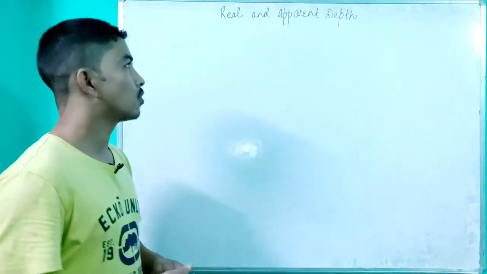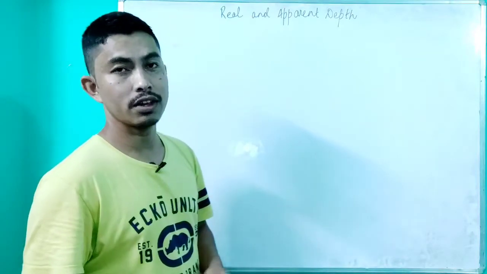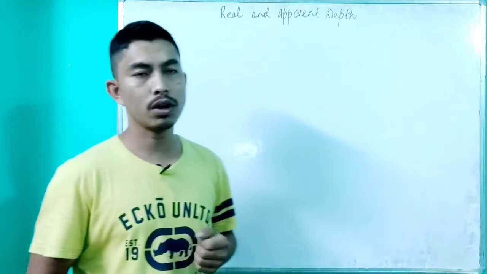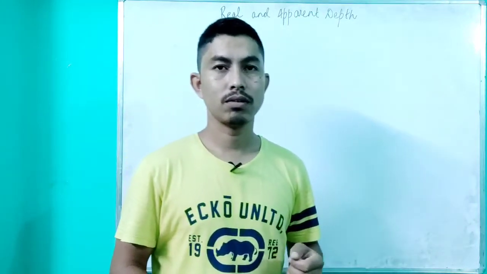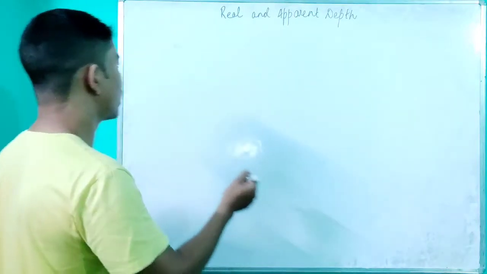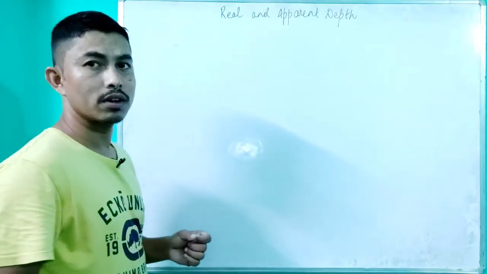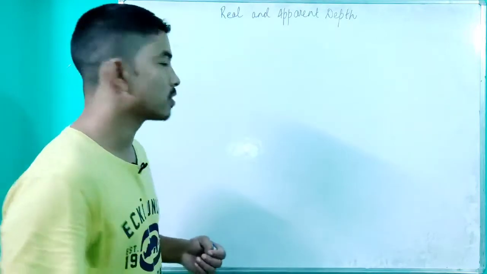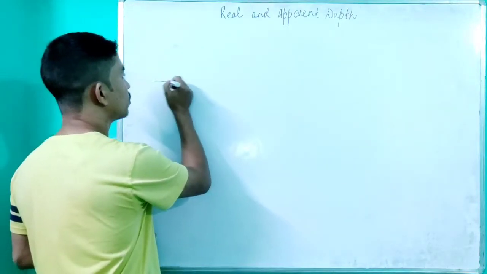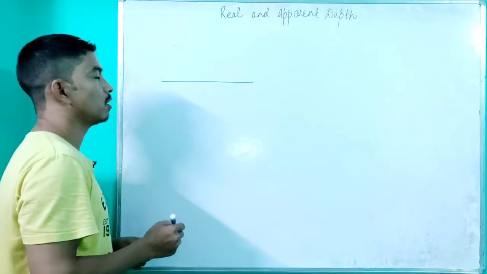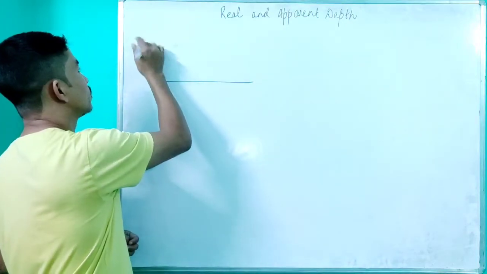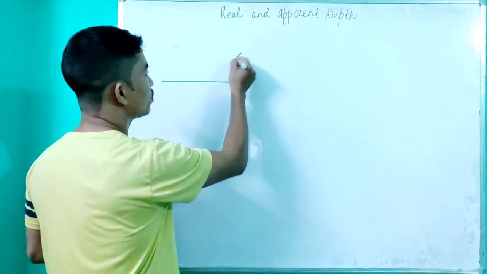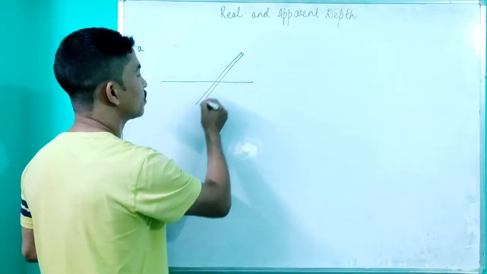You will be asked to draw the bending of a stick in water or the rising of a coin when viewed under water. So let us try to draw the diagram. Why does the swimming pool or the river appear shallower than its real depth? I draw a line separating the two media. Let this be the air and let this be the water. This is the actual stick that is immersed in water.